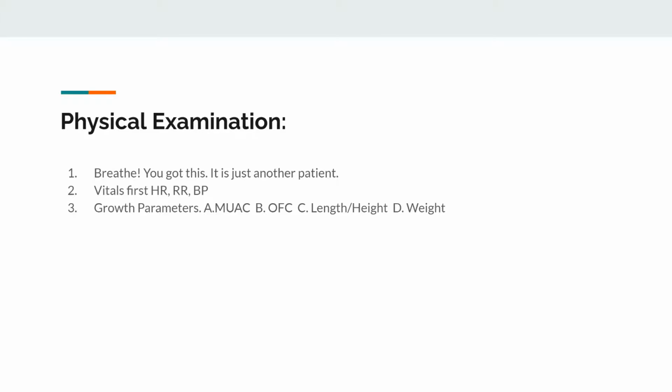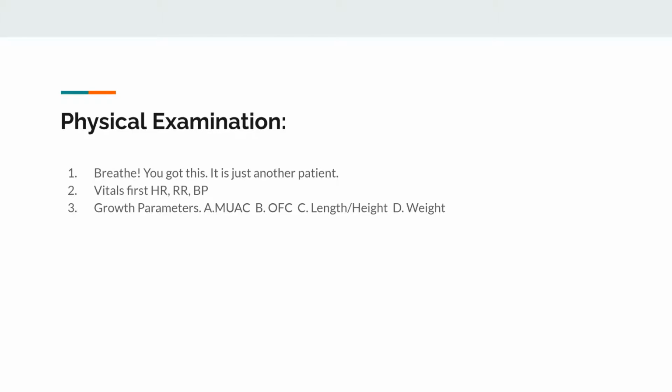Occipitofrontal circumference, that's the head circumference, or HC is written in notes sometimes. And you need to realize that you have to measure this in your general physical examination as well. You need to measure these things in your general physical examination.